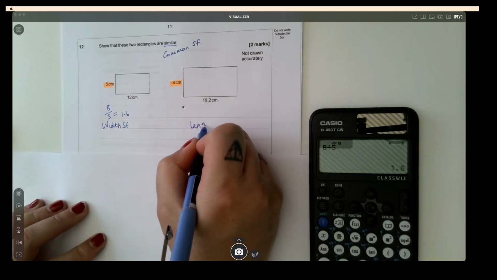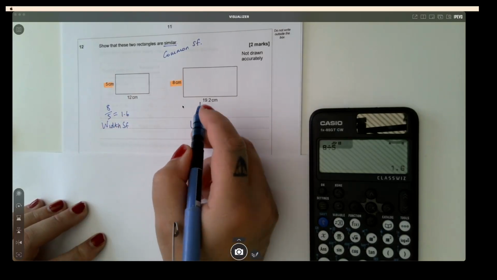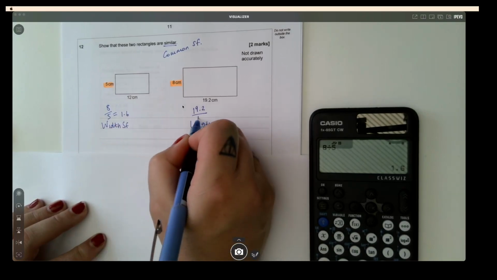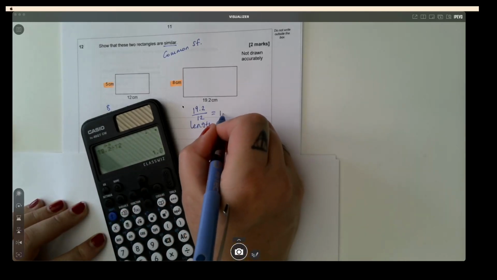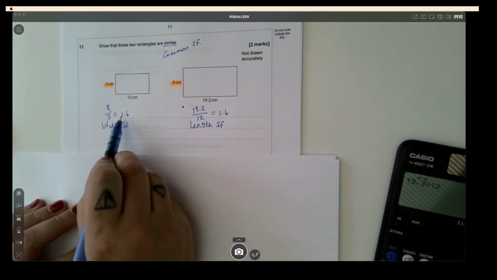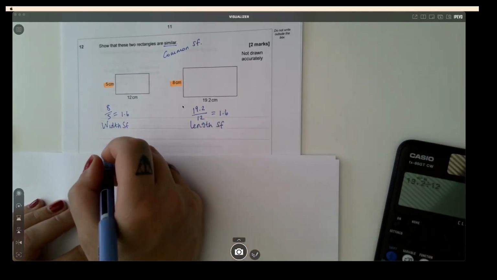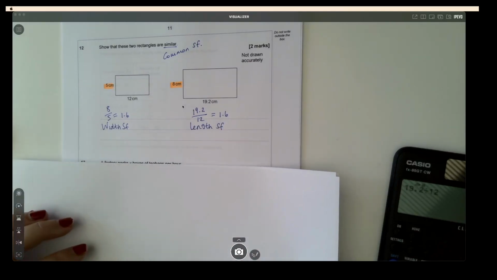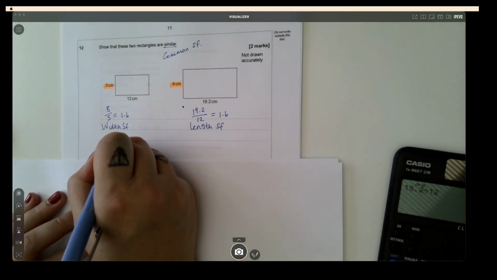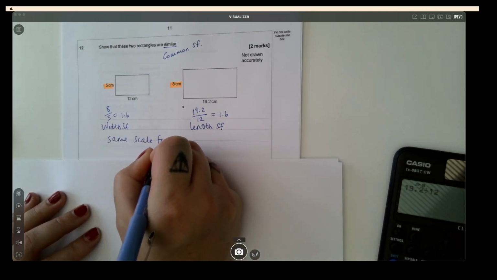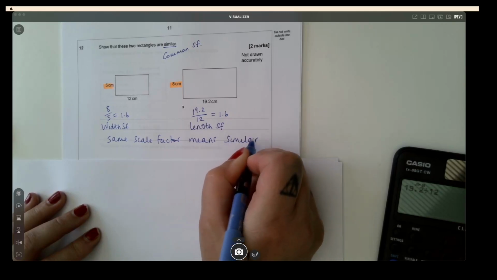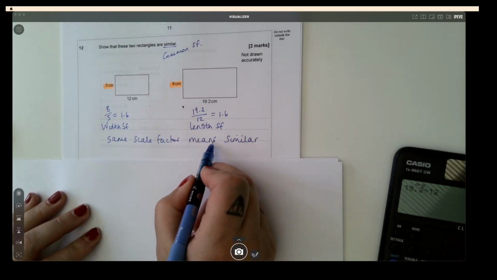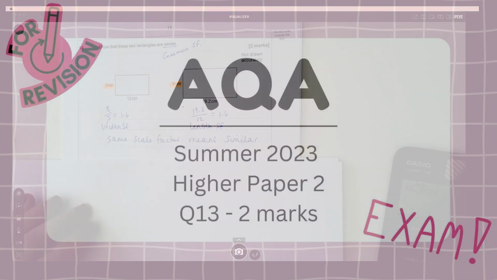So let's find the length scale factor. So we're doing 19.2 divided by 12. That's 1.6. So 1.6 and 1.6, they have the same scale factor, so they are similar. So let's just play it safe. Same scale factor means similar. We've shown it, but it's worthwhile just making a little statement to make it nice and clear.